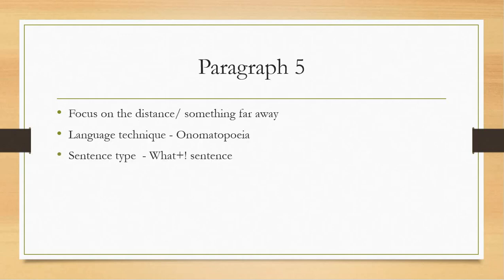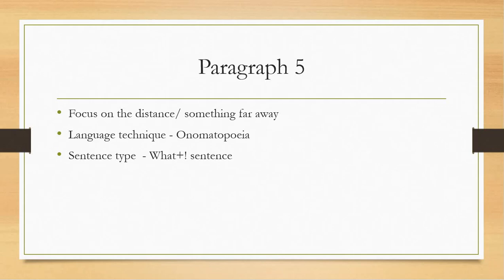Paragraph 5. Now we focus on something in the distance. So we've zoomed in on a person, we've zoomed in on an object. Now we're zooming out and we're focusing on the distance. Something far away. Could be one of the kites flying in the sky on that picture of the seaside. It could be a seagull resting on a rock. It could be something in the sea. Something in the distance. Language technique, let's try and chuck in some onomatopoeia. And the sentence type, a what plus exclamation sentence.